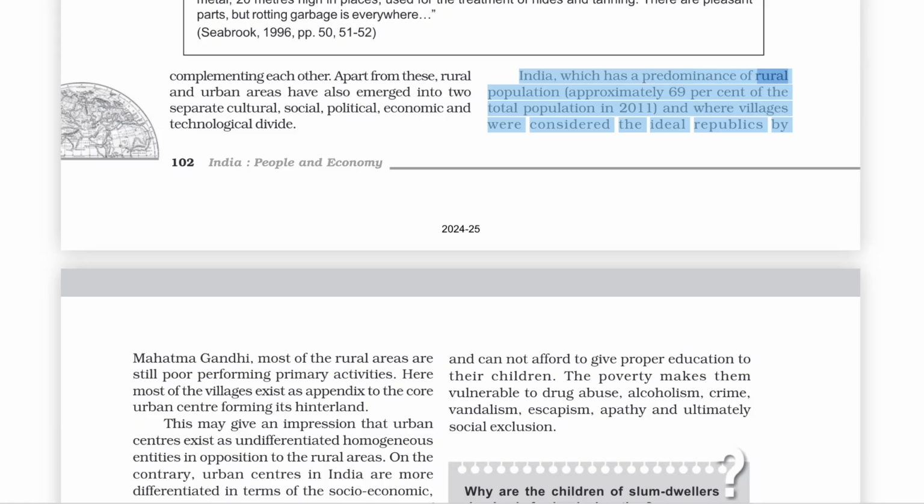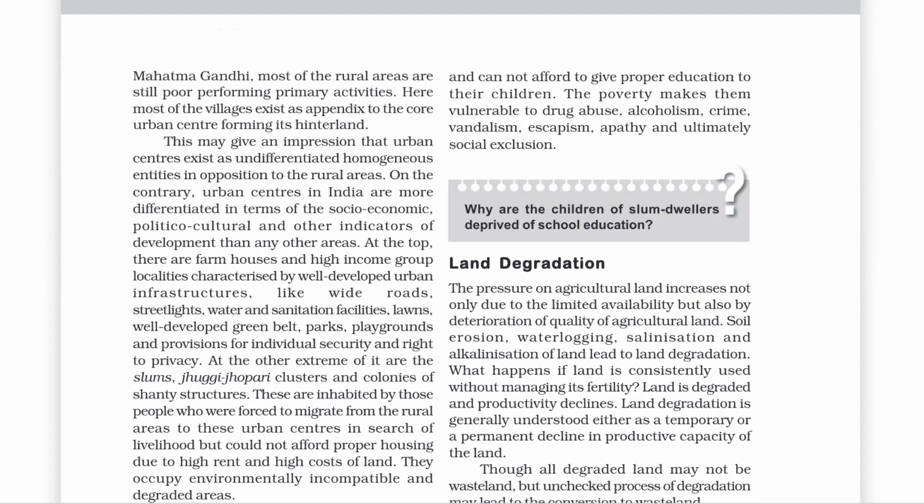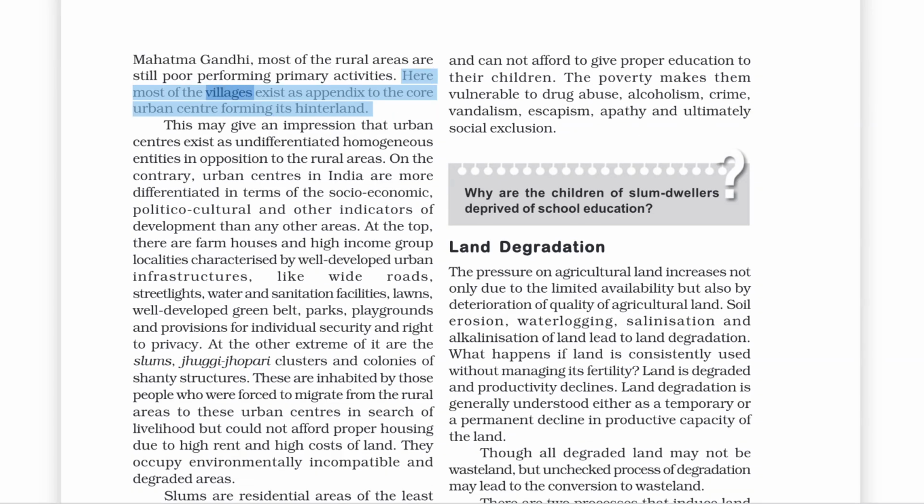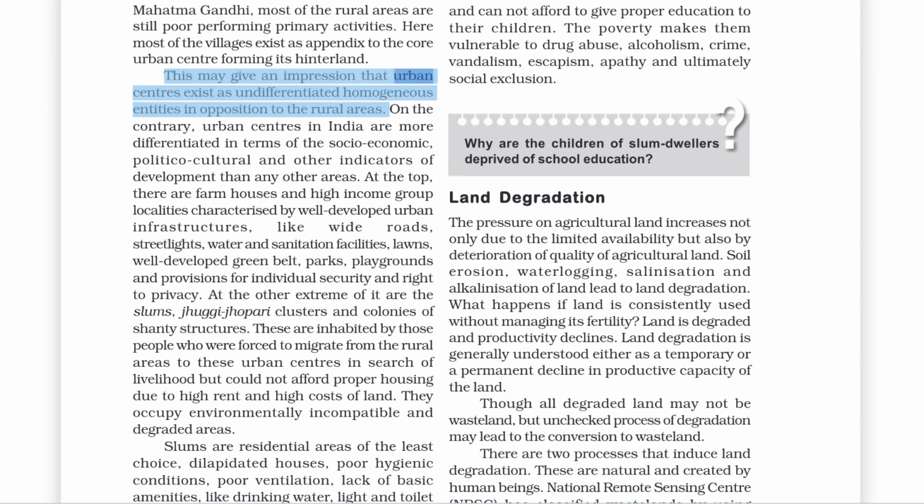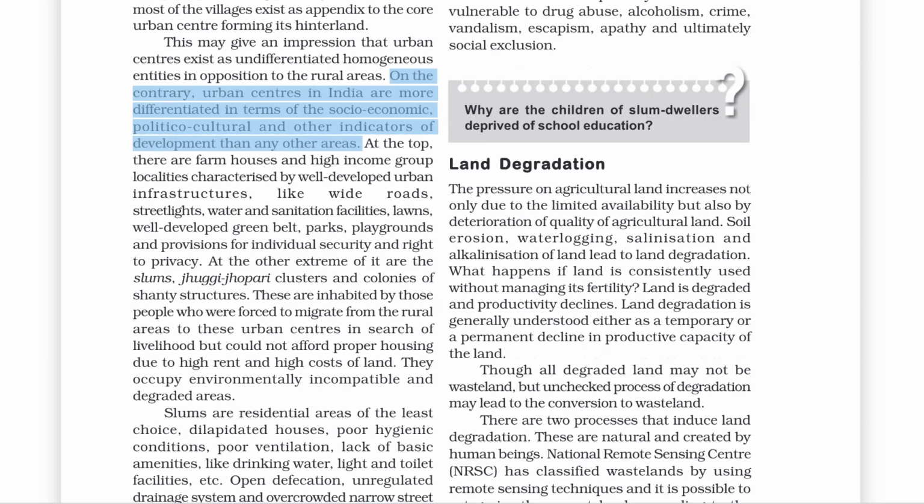India, which has a predominance of rural population, approximately 69% of the total population in 2011, and where villages were considered the ideal republics by Mahatma Gandhi, most of the rural areas are still poor-performing primary activities. Here most of the villages exist as appendix to the core urban center forming its hinterland. This may give an impression that urban centers exist as undifferentiated homogeneous entities in opposition to the rural areas. On the contrary, urban centers in India are more differentiated in terms of the socio-economic, politico-cultural, and other indicators of development than any other areas.